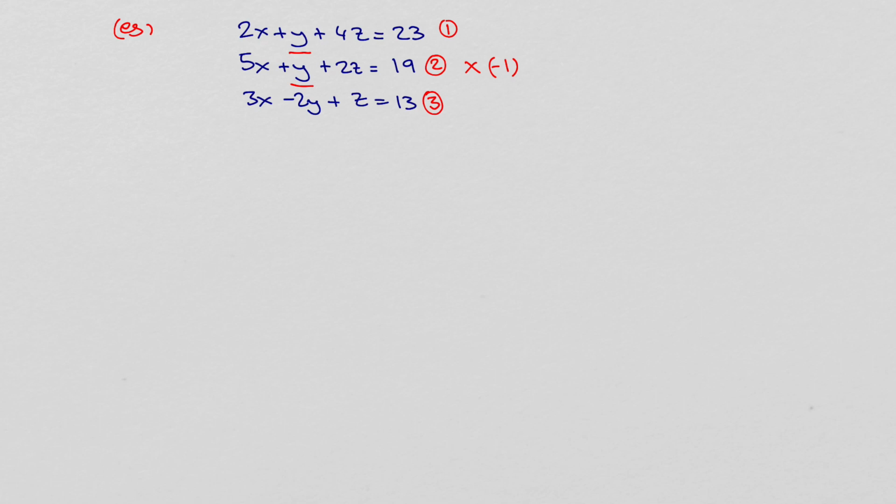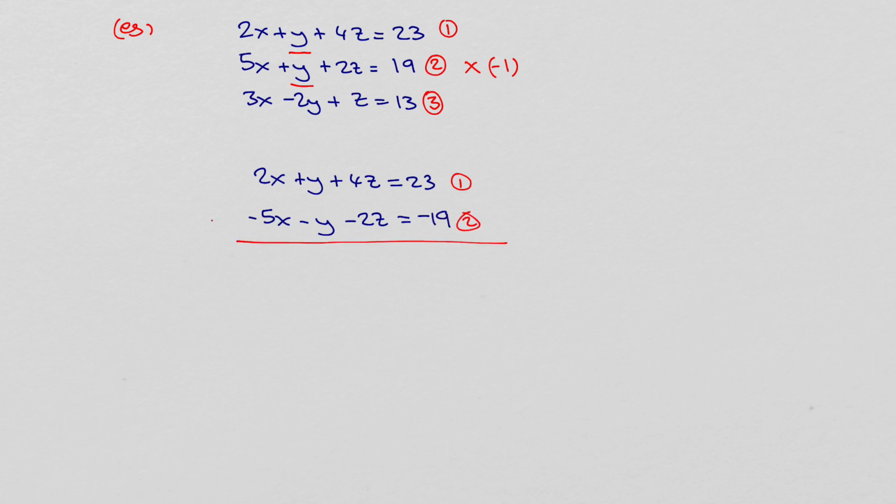So that is going to give me 2x plus y plus 4z equals 23. I haven't changed equation 1. But equation 2 is now going to become minus 5x minus y minus 2z equals minus 19. If I draw a line underneath it, I'm now going to add the two equations. So 2x minus 5x is minus 3x. y minus y is 0. 4z minus 2z is plus 2z. And 23 minus 19 is 4. I'm going to now give this new equation a name, so I'm going to call it equation A.